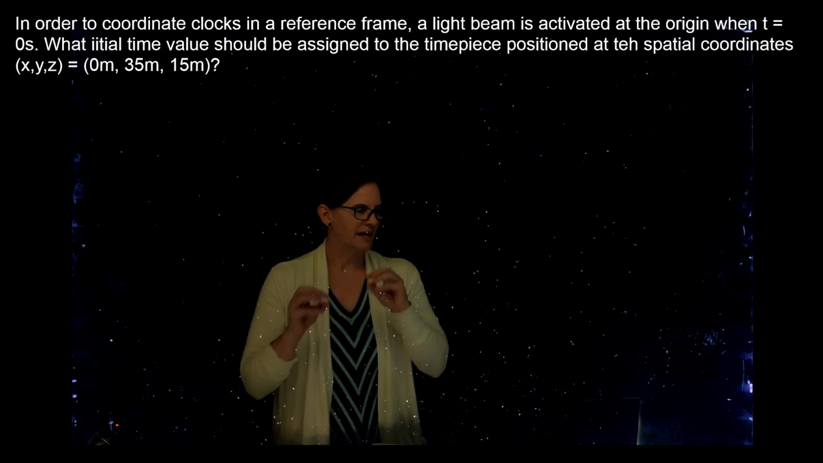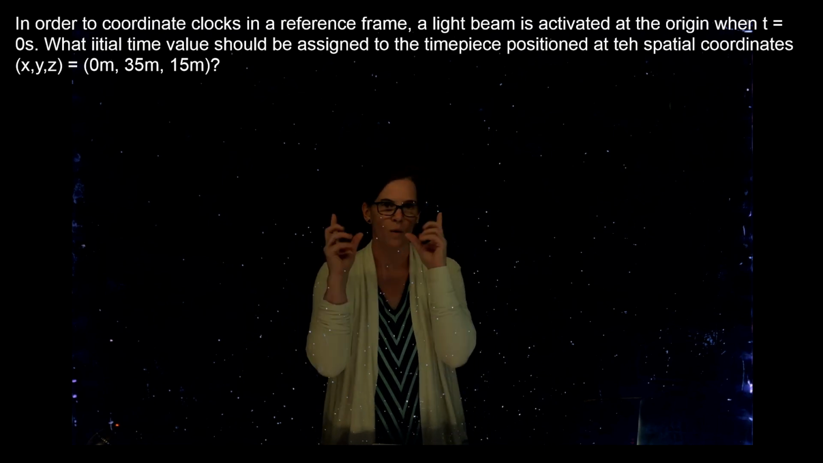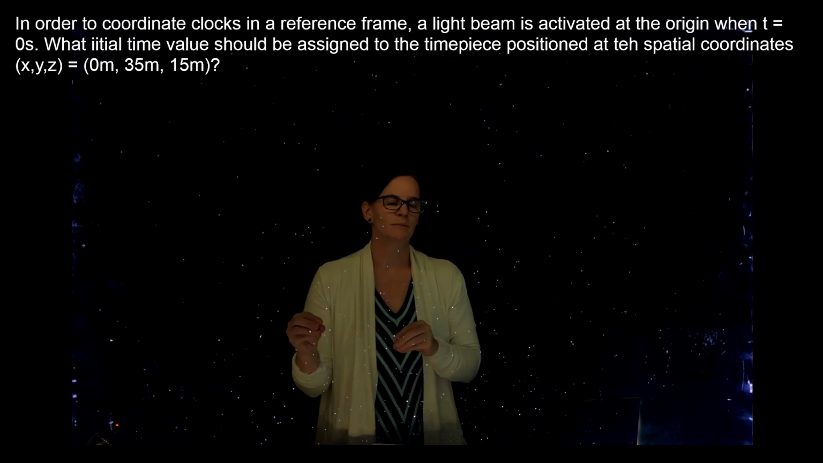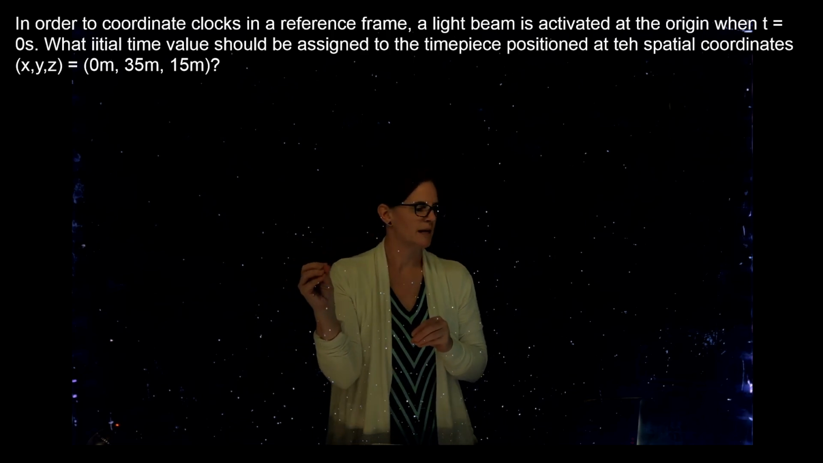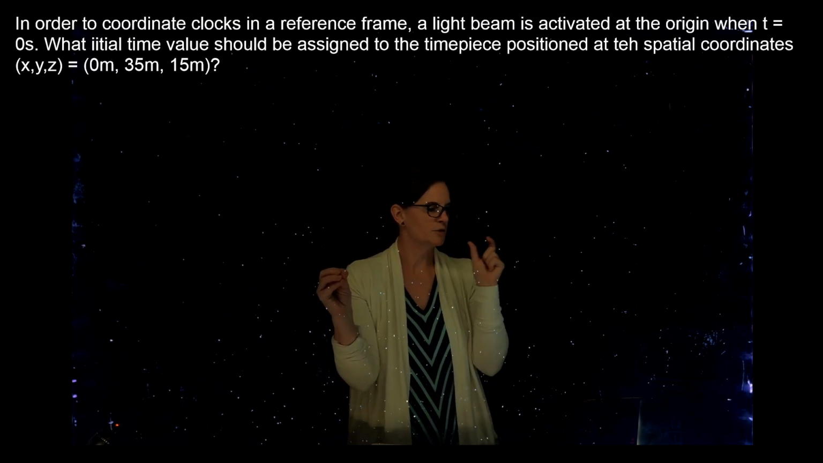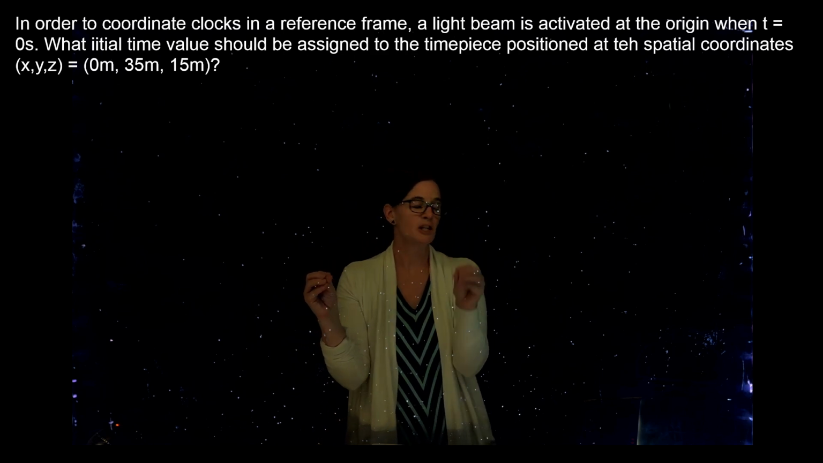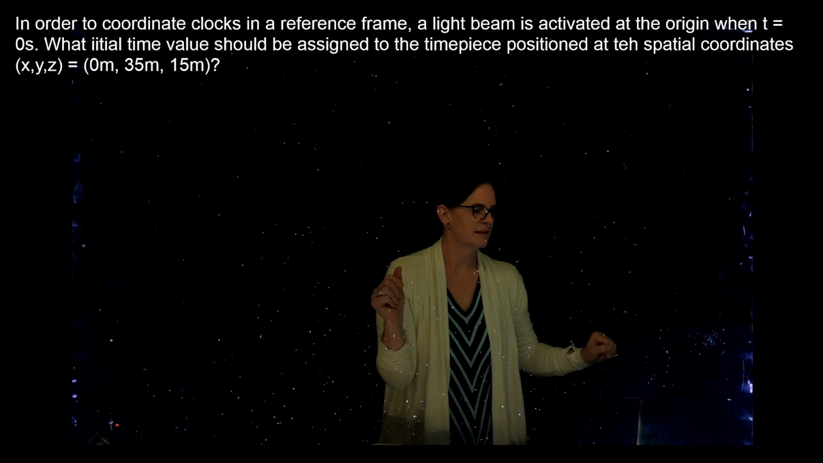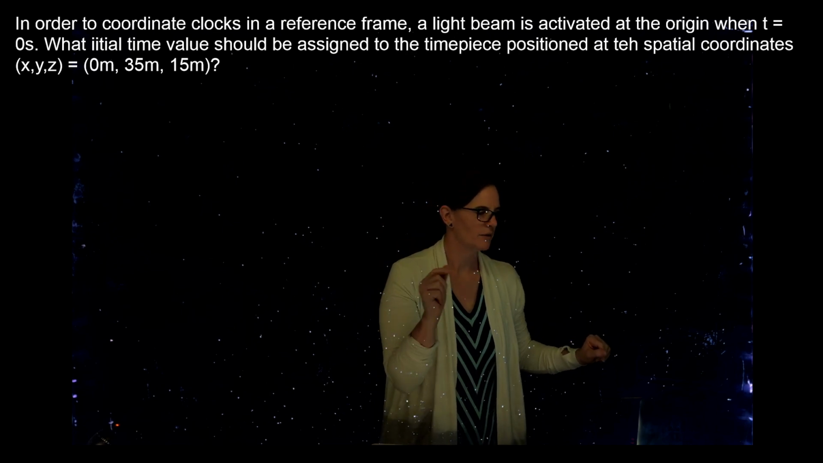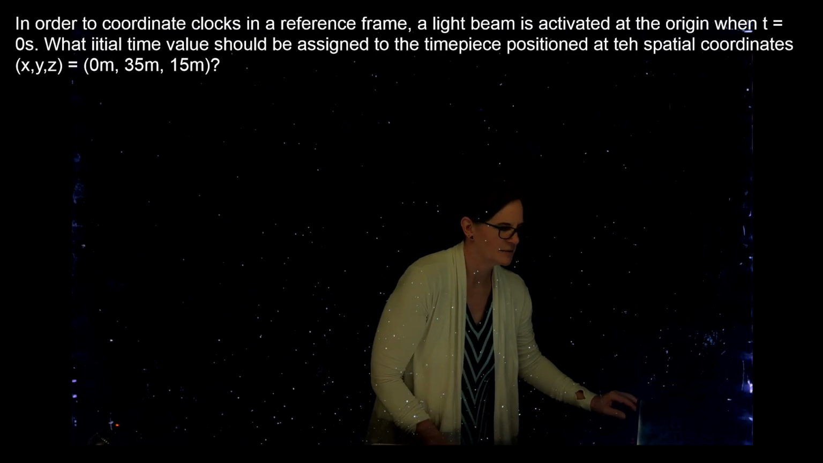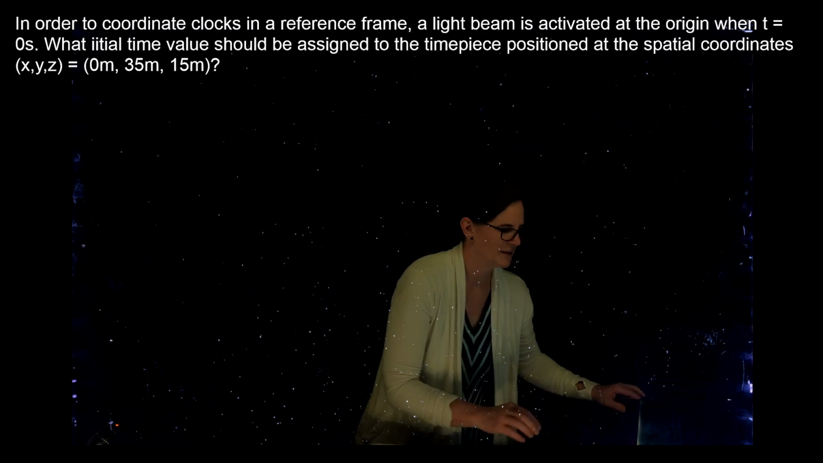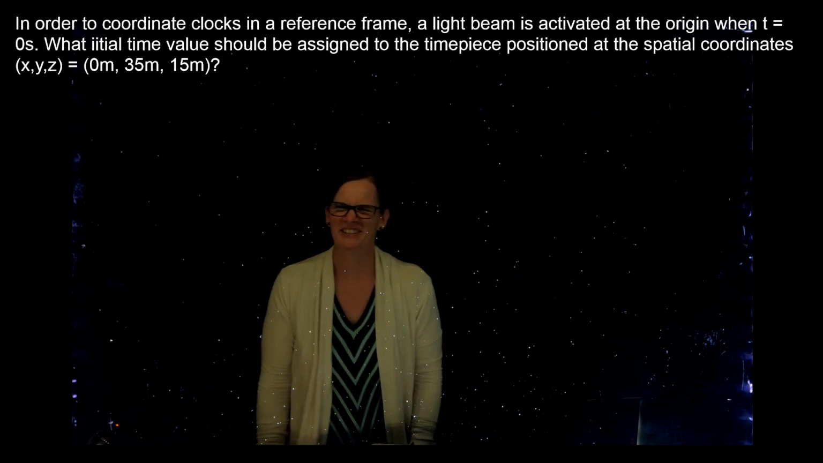So in order to coordinate clocks, we're going to coordinate clocks in one reference frame. A light beam is activated at the origin when time equals 0. If you imagine the origin when time equals 0, what time value should be assigned to the timepiece positioned at the spatial coordinates XYZ of 0, 35, 15? And just because I noticed that typo and I'm not going to start over, I'm going to fix it so our video looks good.